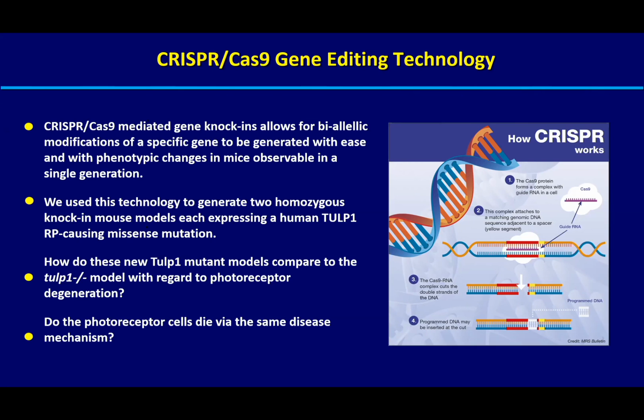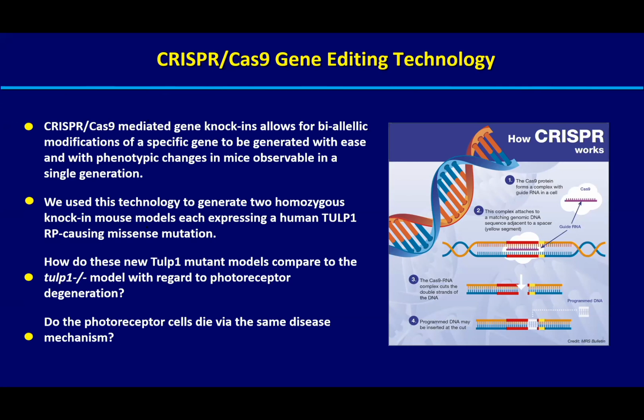CRISPR-Cas9 is a specific, efficient, and versatile gene editing technology that scientists can use to modify, delete, or correct precise regions of DNA. And in the study I'm going to highlight today, we use CRISPR-Cas9 technology to better recapitulate human RP patients' gene dosage and spatial temporal degeneration. And we generated 2 what we call knock-in homozygous mutant mouse models, each that express a human RP causing Tulp1 missense mutation. So these mice express a mutant Tulp1 gene instead of completely lacking the Tulp1 gene. And then we went on to ask the questions: how do these new models compare to a knockout mouse?